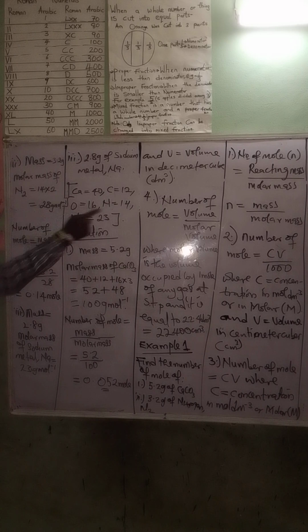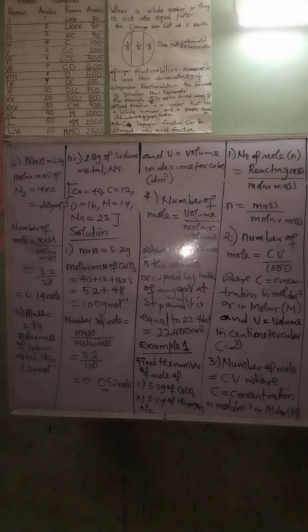Why did you use 2 to multiply the 14 and you are not using 2 to multiply 23 here? The atomicity of any element whose name ends in gen is 2. That's why the formula for the molecule is N2. But any element whose name ends in ion, their atomicity is 1. So one molecule of that element contains 1 atom, which is the 23.